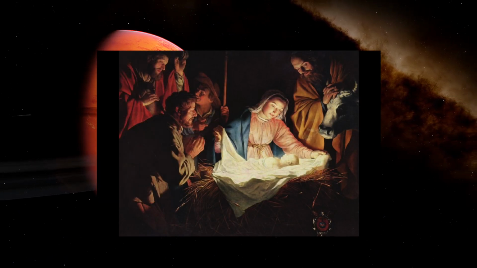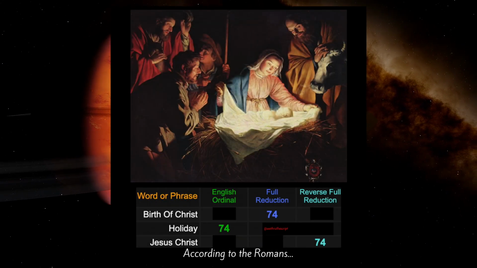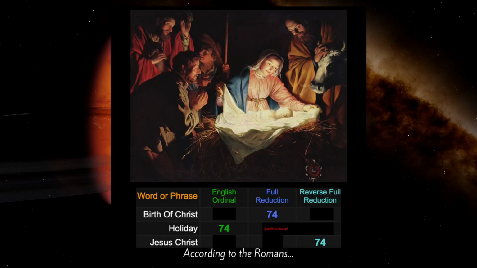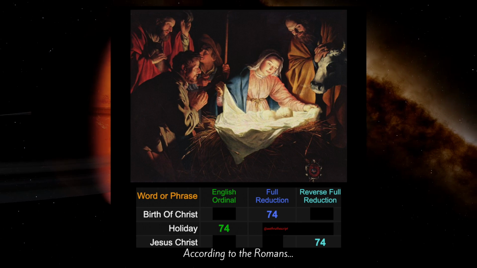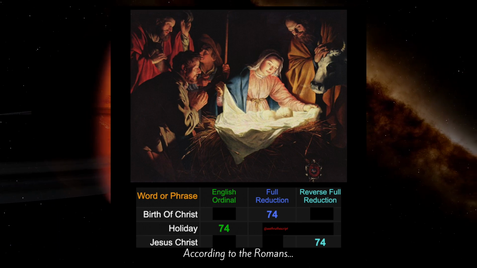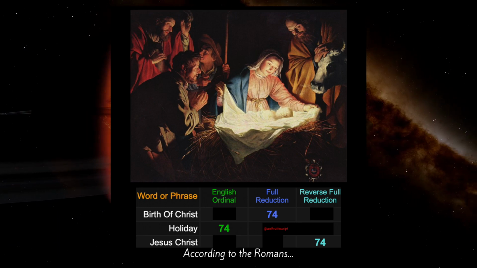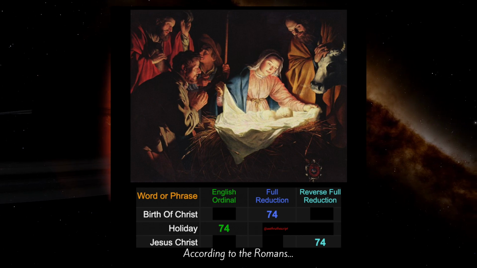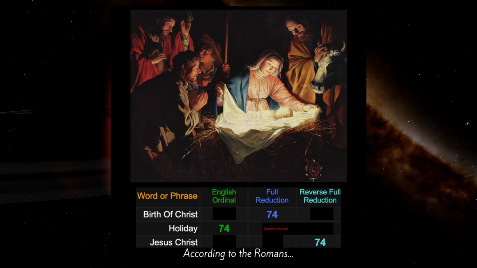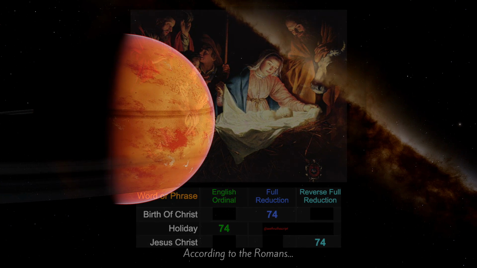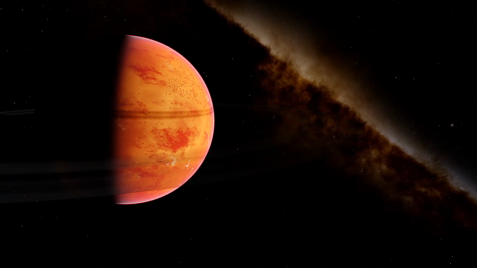Now, remember what we said earlier, and I'm sure most of you know, again, Christmas is all about the birth of Christ. Notice birth of Christ equals 74 in that same blue cipher, full reduction, alongside holiday in the most basic cipher, English ordinal, equals 74, and Jesus Christ, the full name, equals 74 in reverse full reduction.